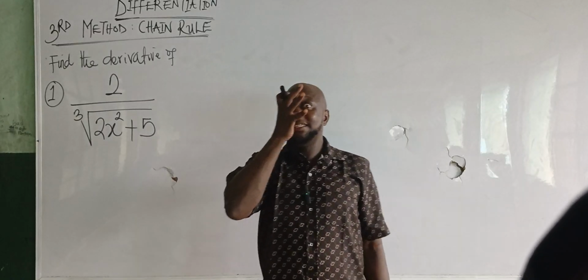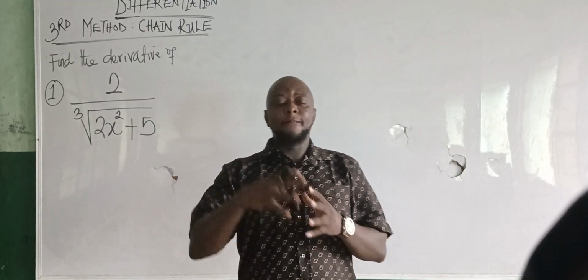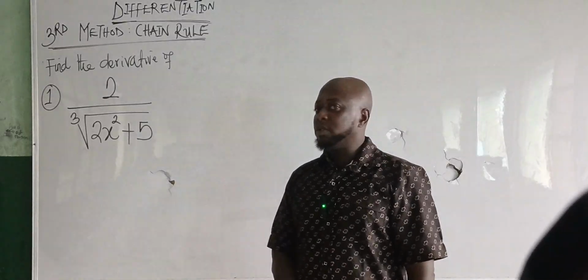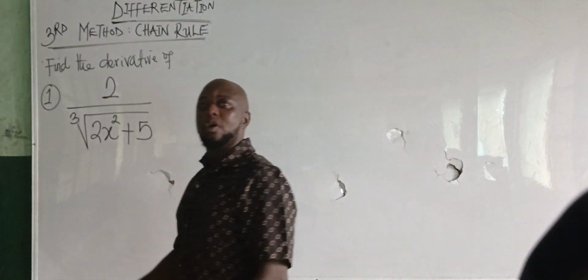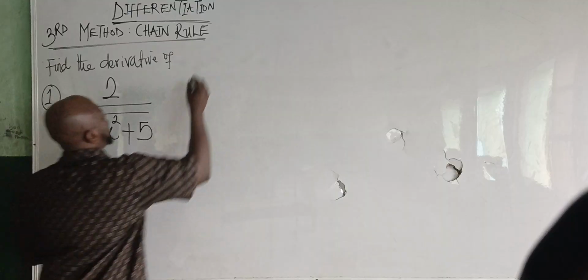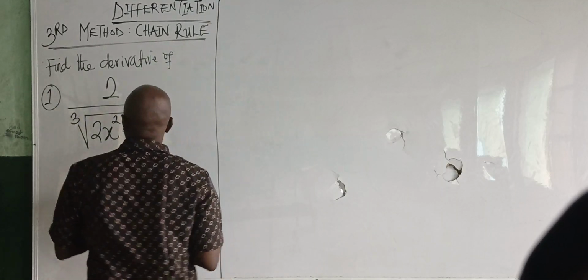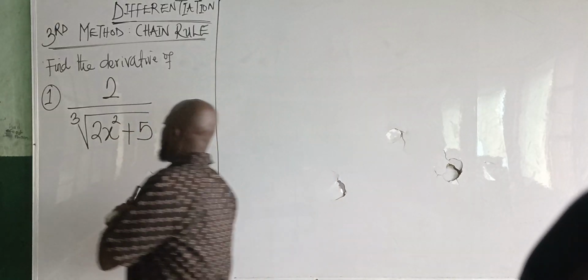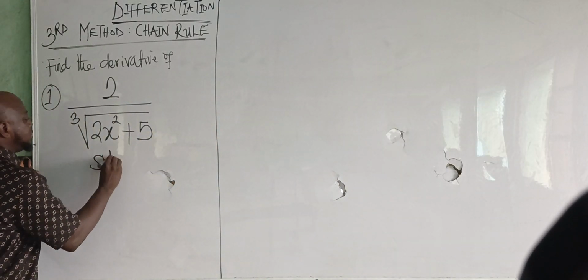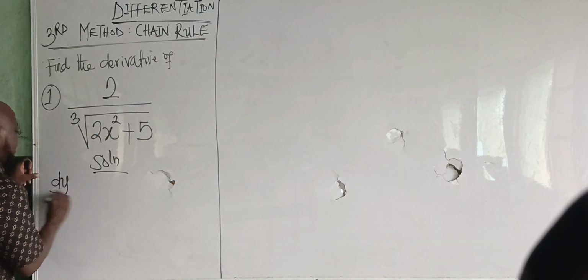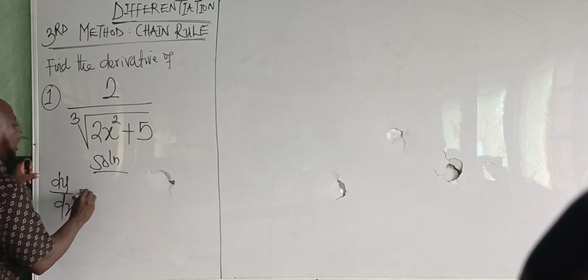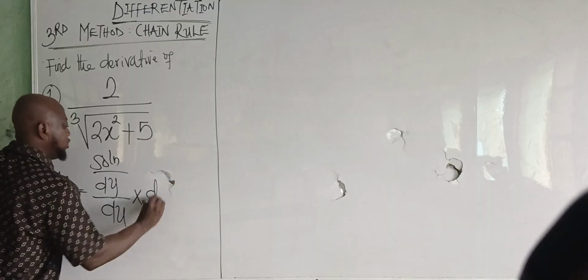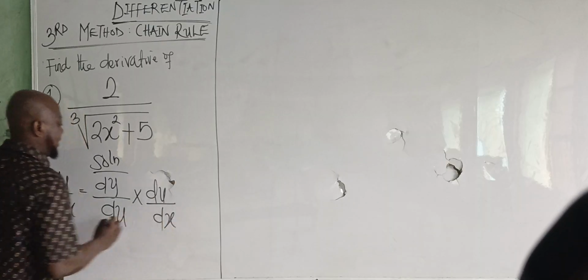With us, we are still dealing with the third method in solving differentiation, and we have these questions on the board. How do we go about this? First thing is first, we know that in applying chain rule, I already told you my formulae for chain rule. My formulae for chain rule is this, which will give us dy over du times du over dx.